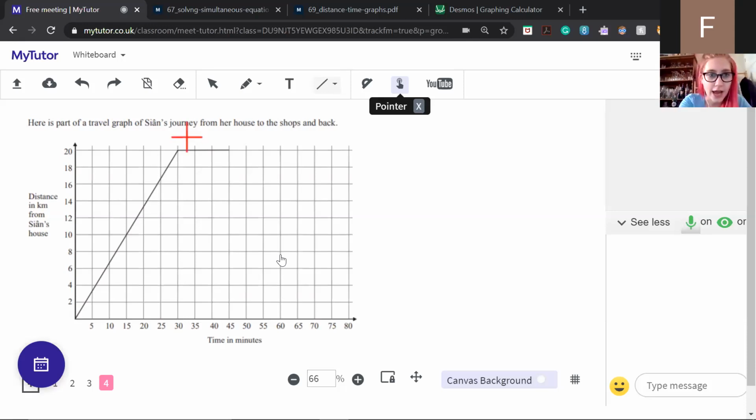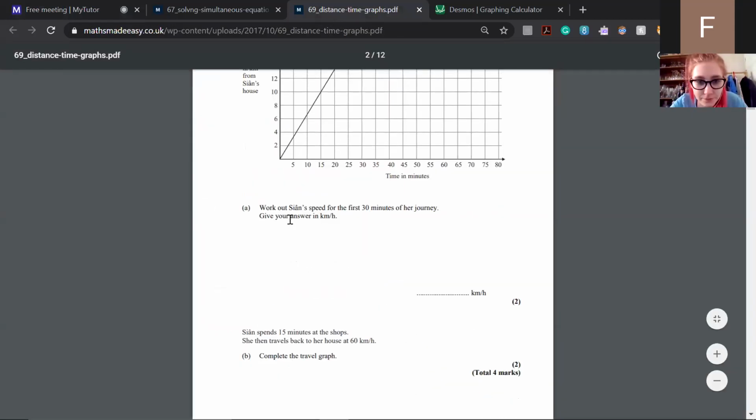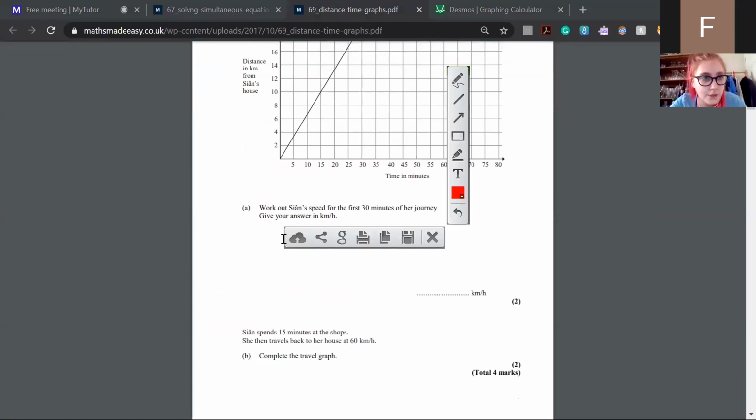So this is going to be Sian at the shops. We can see that the shops are clearly 20 kilometers away because she stops when she reaches 20 kilometers. Now, we can see that she's in the shops here, and then she's going to come back. And a negative gradient represents a distance in the opposite direction. So it doesn't mean she's going slow or anything. It means she's going backwards. So she's gone to the shops, positive gradient, stays there for a while, back home, negative gradient. Hopefully that makes some sense. So let's have a look at what the questions are here, and maybe that will make some more sense.